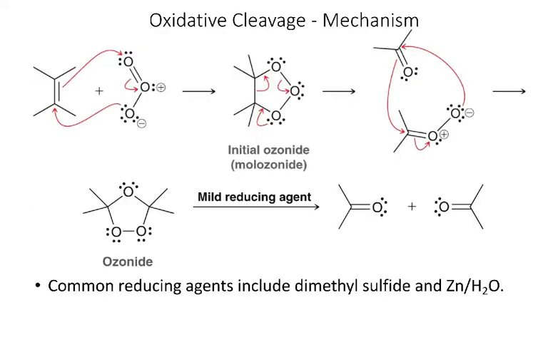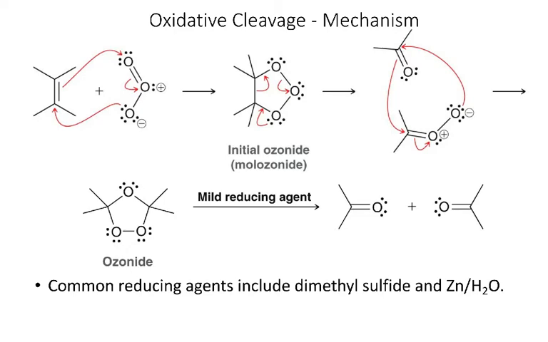All right, so this slide shows the mechanism for oxidative cleavage, and you're not going to be responsible for the mechanism, but I just wanted to show it to you. And this mechanism is kind of crazy. There's a lot going on. In the first step, we have a nucleophilic attack from this end of the ozone, along with a nucleophilic attack from the pi bond to this oxygen, and we form this ring structure.